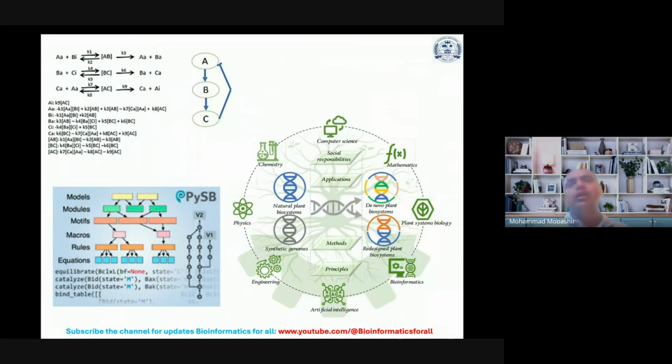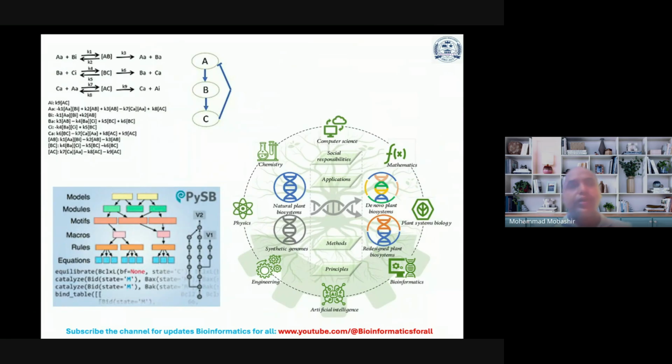Then, what are the mathematical equations which in general you are required? For example, this is a small module or a small component of a signaling pathway. Then there are three reactions which you can see here. And then if you are going to write it on paper or computer, such equations will appear for each component of this small signaling pathway.